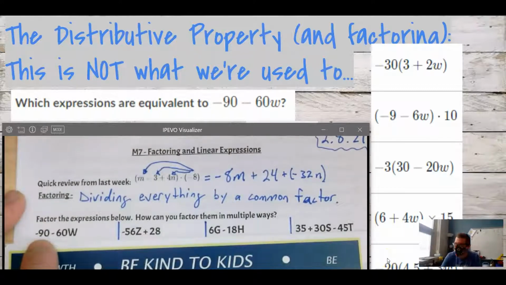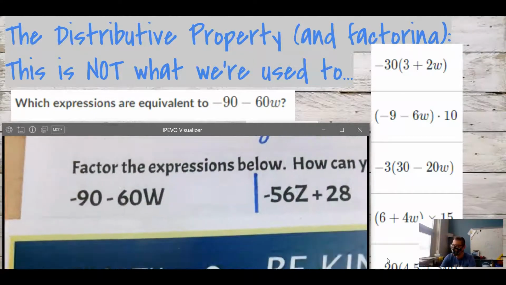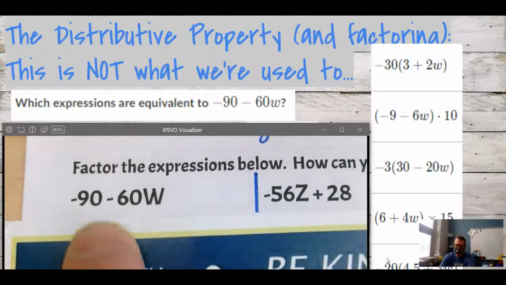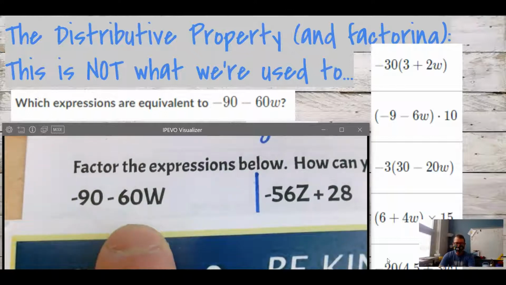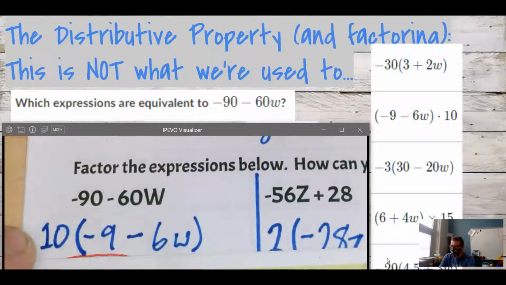So when I think about 90 and 60, they're both actually negative, but what number could I divide both 90 and 60 by? I could also just think about 9 and 3, but since they both end in 0, we could factor by 10. If we divide them both by 10, negative 90 divided by 10 leaves us with a negative 9. Negative 60 divided by 10 would leave us with a negative 6. And the W needs to come along with us.